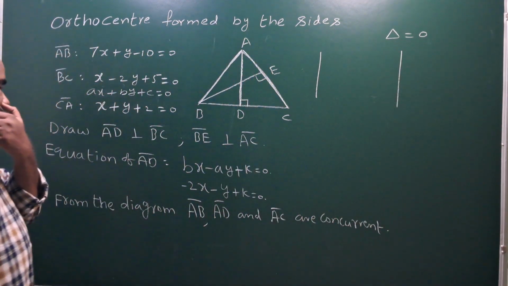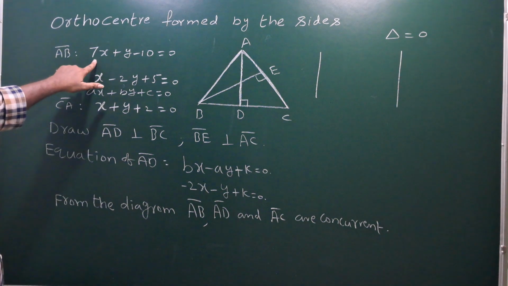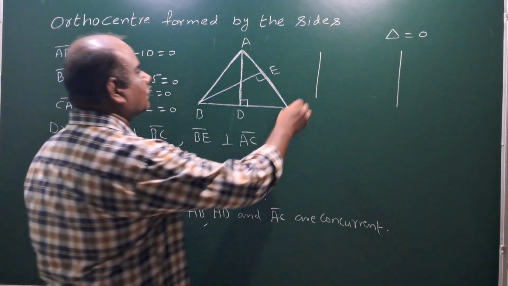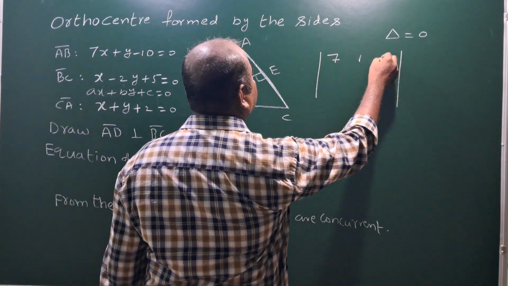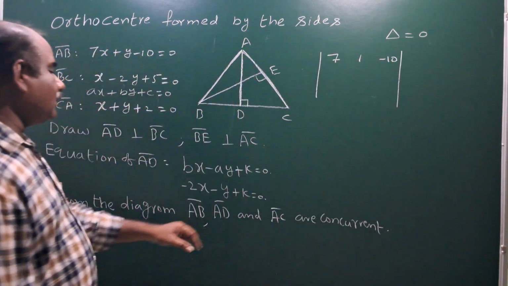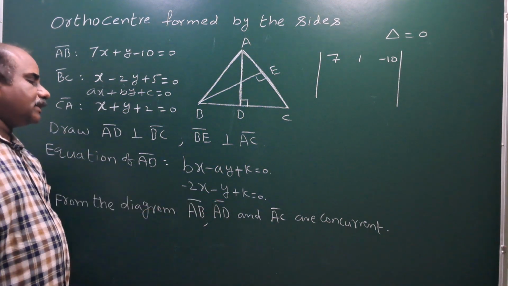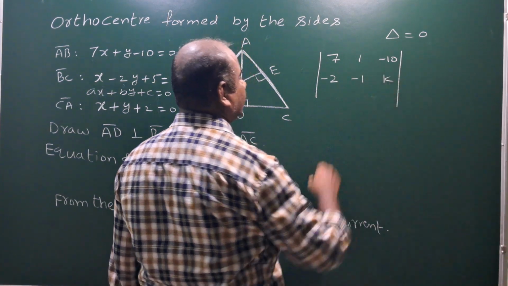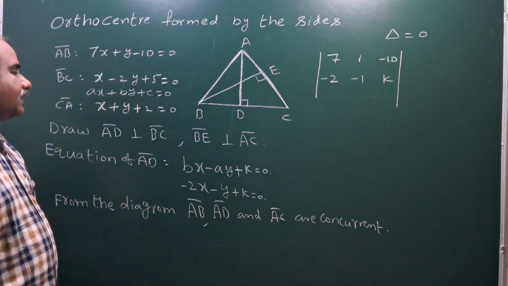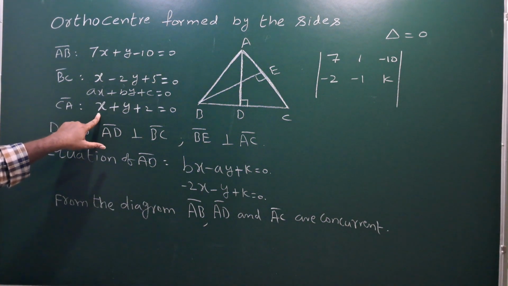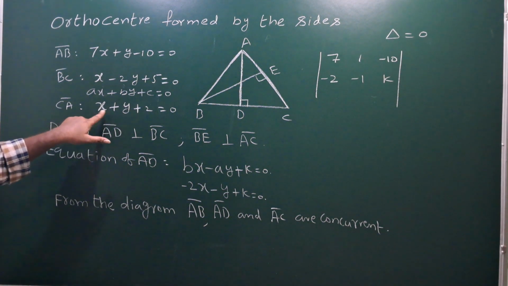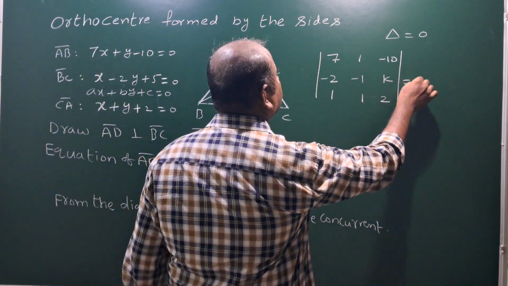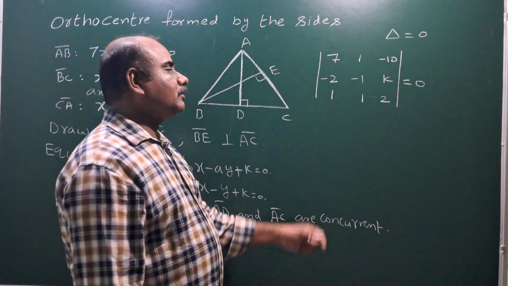First we write the coefficients of AB. AB is 7x plus y minus 10, so 7, 1, minus 10. Next, AD: minus 2x minus y plus k, so minus 2, minus 1, k. And next, the third one, AC or CA, both are the same: x plus y plus 2, so the coefficients are 1, 1, 2. By expanding this determinant, we get the value of k.